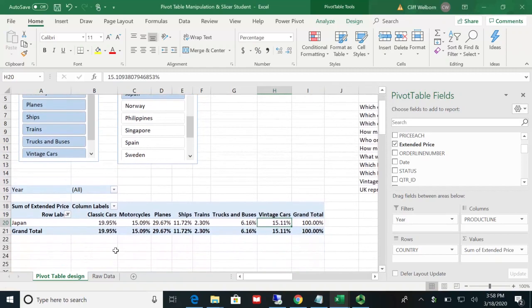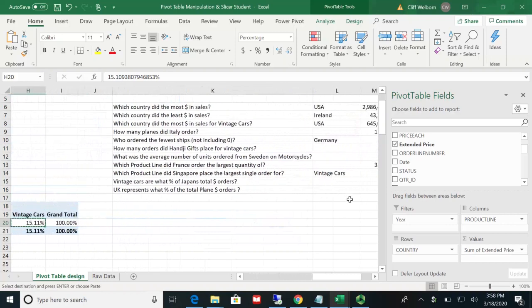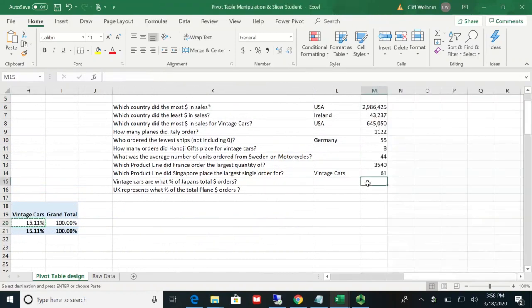So I look across the row and I say, all right, for Japan, of all the dollars they spent, what percent came from each category? And now we see that vintage cars are 15.11% of the total dollars that Japan spent with us.